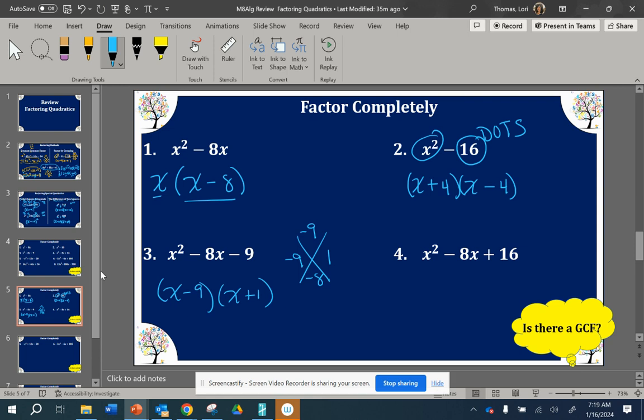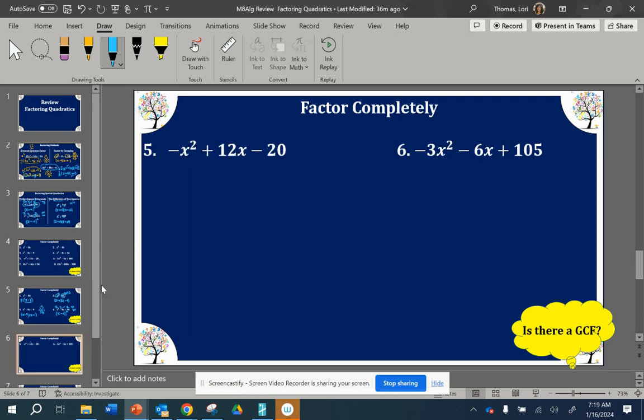Number 4 is a perfect square trinomial because I have 4x, the root of 16, the root of x squared. If I double that, I do get that middle term. So we're going to say root, sign, root, quantity squared.